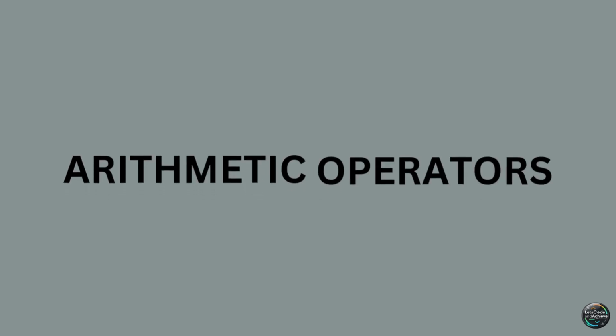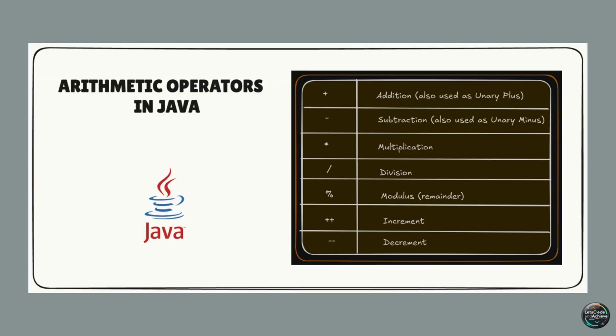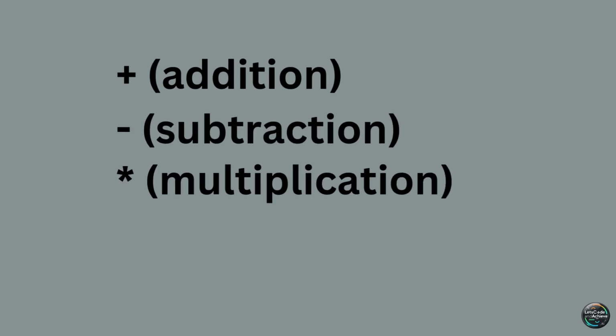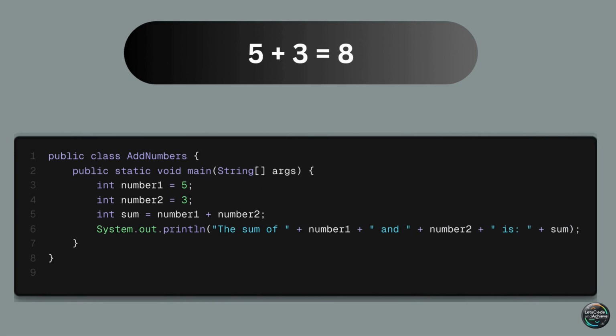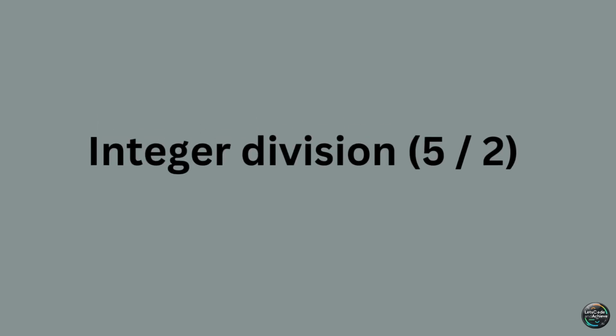First up, we have arithmetic operators. These are the basic math symbols you probably already know: addition, subtraction, multiplication, and division. For example, 5 plus 3 gives us 8. Simple, right? But here is something cool. Java does something interesting with division. If you divide two integers like 5 by 2, you will get 2, not 2.5. Java truncates the decimal and only keeps the whole number.